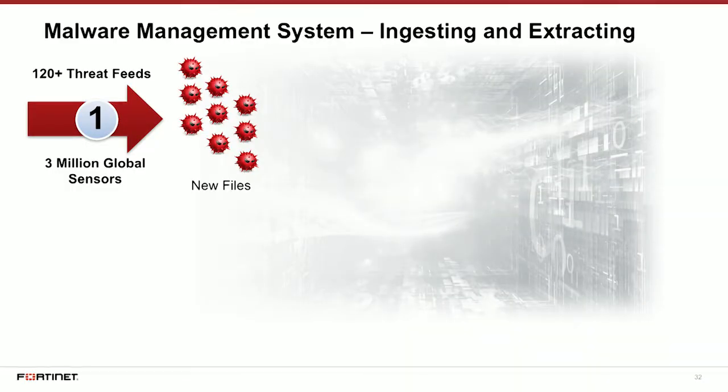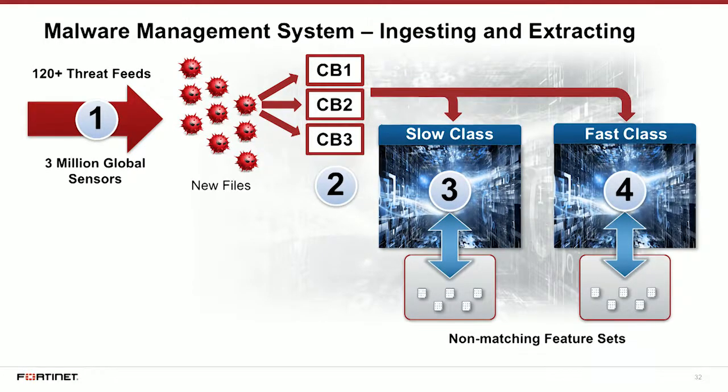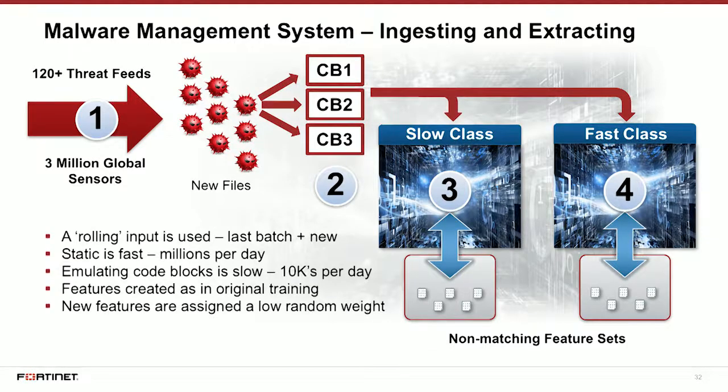So what happens when we have to train the system with new malware, right? We have a little bit over 120 threat feeds and over 3 million global sensors. These sensors send us information about these new malware samples, right? So as this malware is entering the system, the feature extraction is breaking those malware into understandable code blocks, and those code blocks are then fed into the slow classification and fast classification network for matching feature sets. Okay.